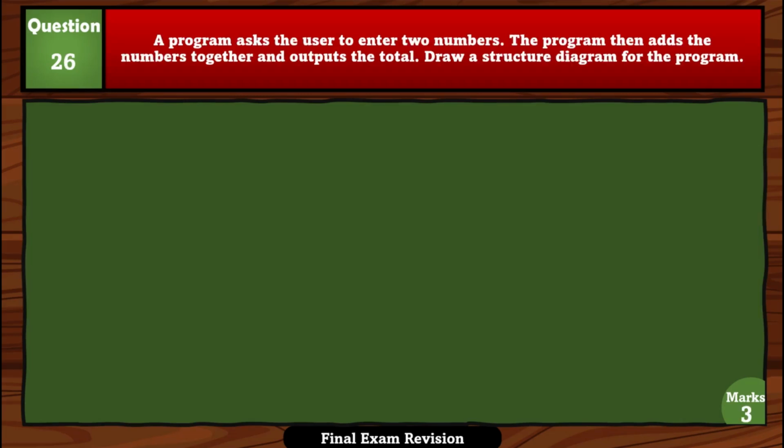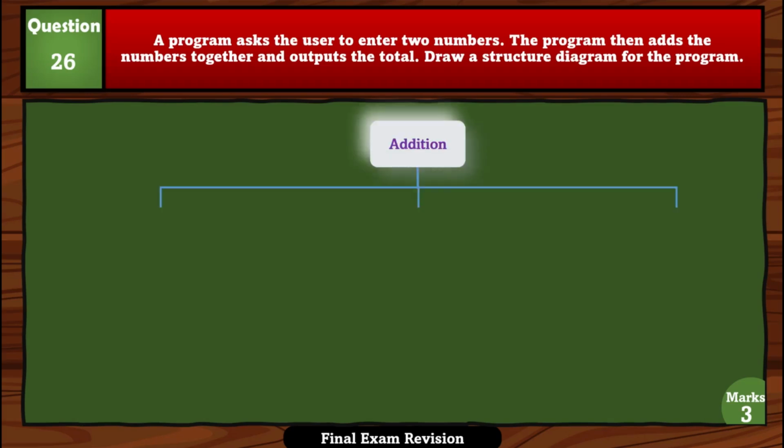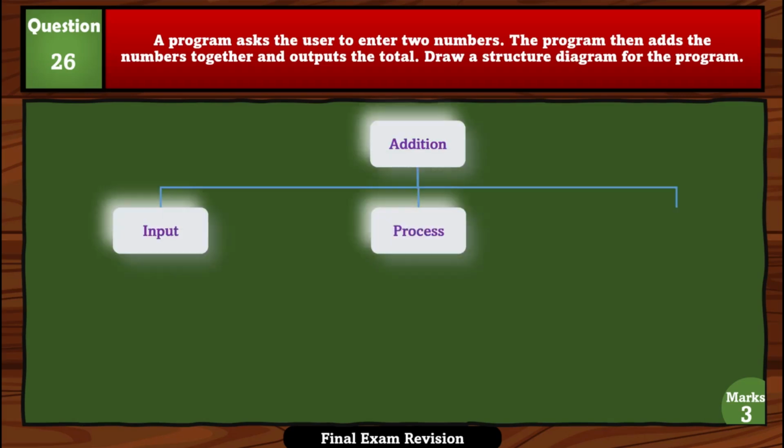Question 26. A program asks the user to enter two numbers. The program then adds the numbers together and outputs the total. Draw a structure diagram for the program. To draw a structure diagram, first write the program name at the top. Then split it into three parts: input, process, and output.